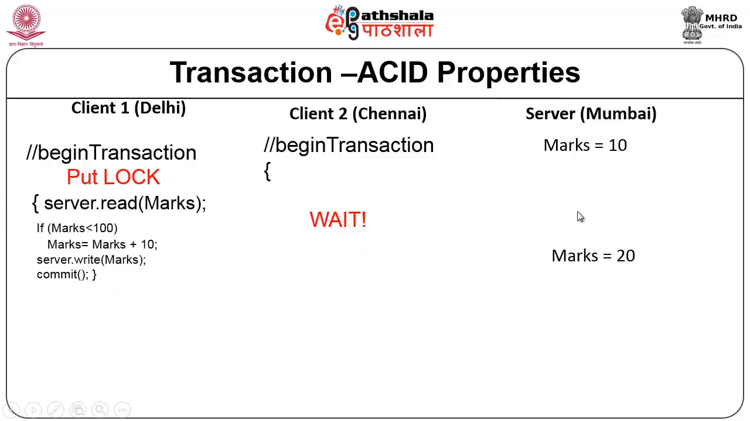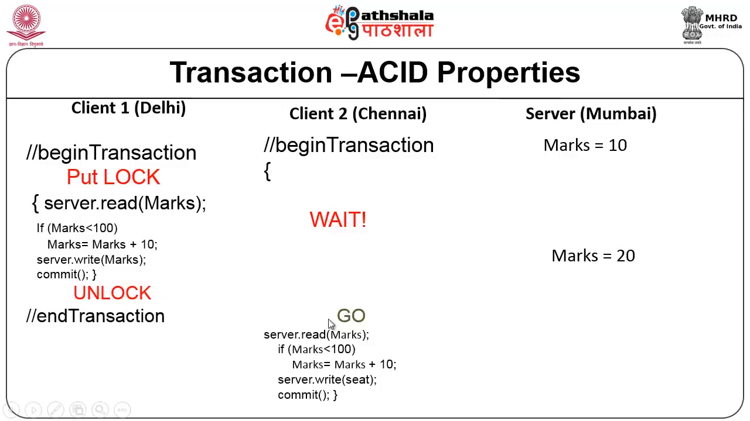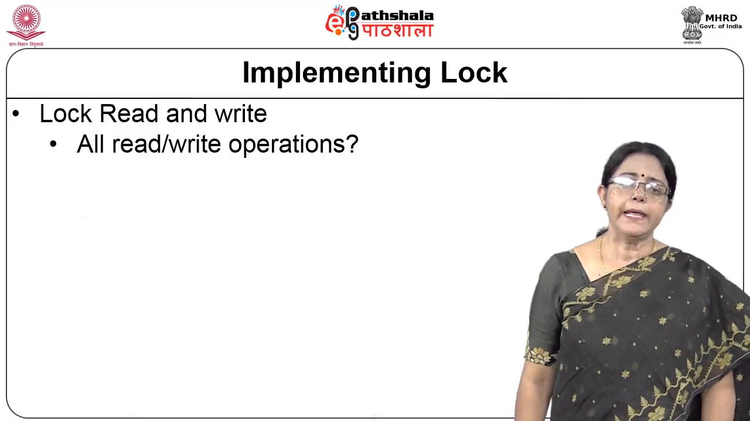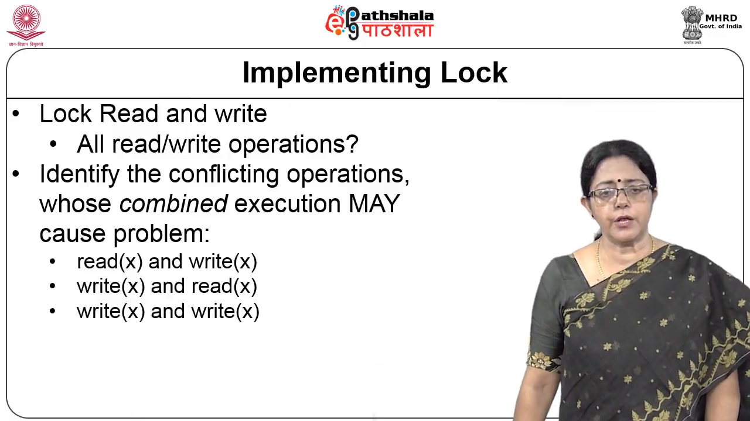Client 1 makes the marks to its correct value, and then when client 1 unlocks, client 2, which will be waiting on this marks, will be given a go ahead and continue. So, then all the problems will be resolved. So, how do we implement lock?